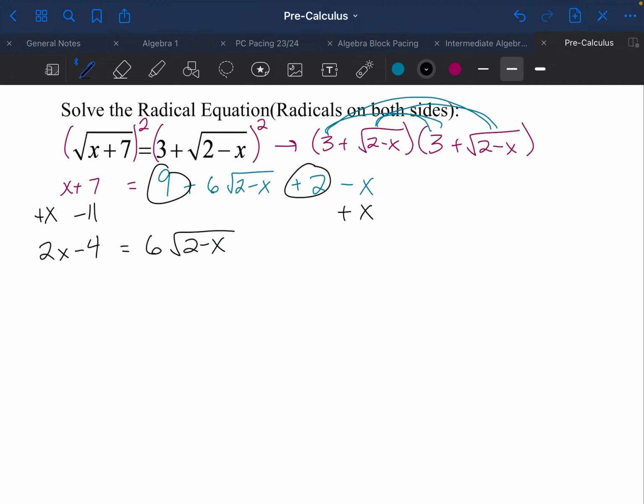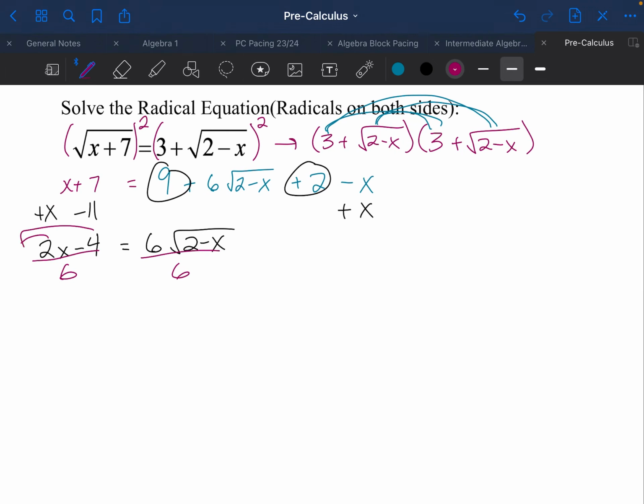All right, keep going, get it alone. Divide both sides by 6. I'm going to simplify this fraction a little bit. I'm going to take out a 2 and then divide it out with the denominator. So we're going to be left with x minus 2 over 3, just simplifying that fraction, equals the square root of 2 minus x. We did it. It's all by itself.